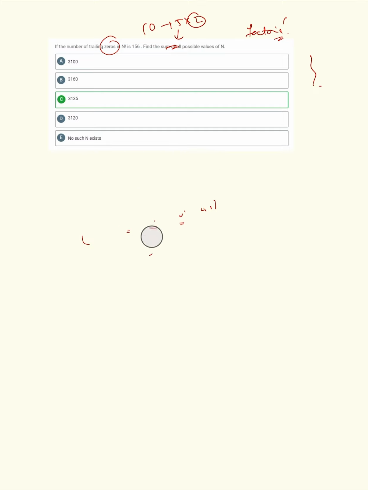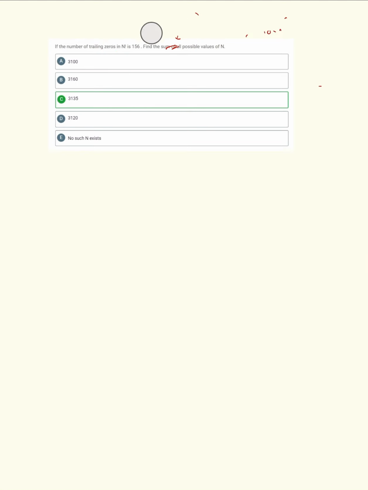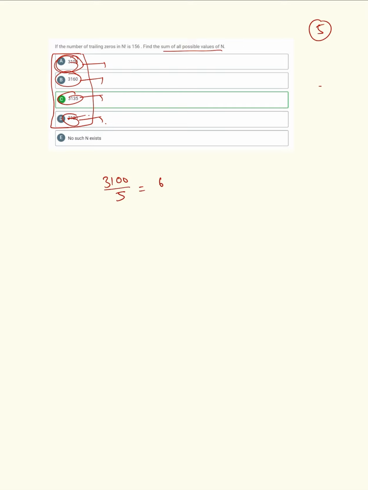So how will this help me? The question is to find the sum of all possible values of n. We know that five numbers will be there with the same number of trailing zeros, so this sum is basically a sum of five numbers. One thing I can do is pick up option 3100. Five numbers make up this sum, so if I divide by 5 I will get 620.